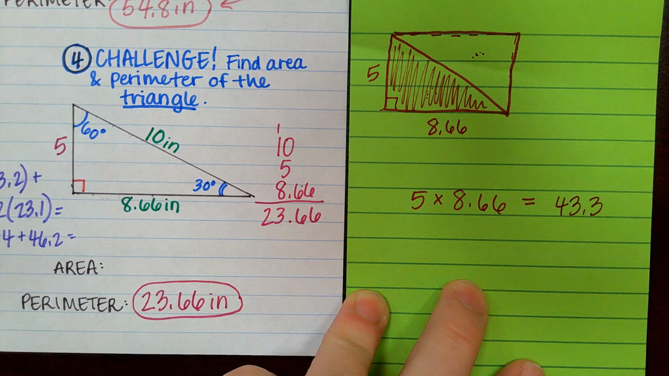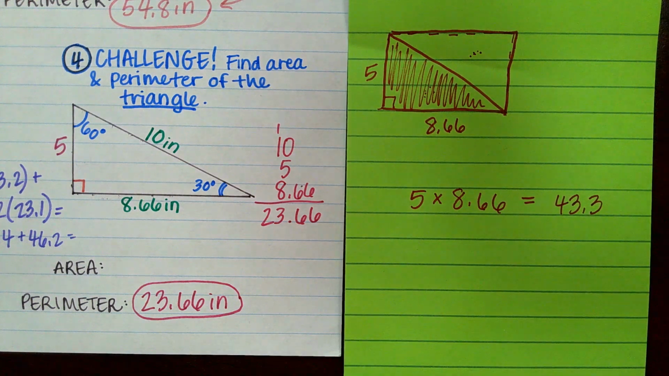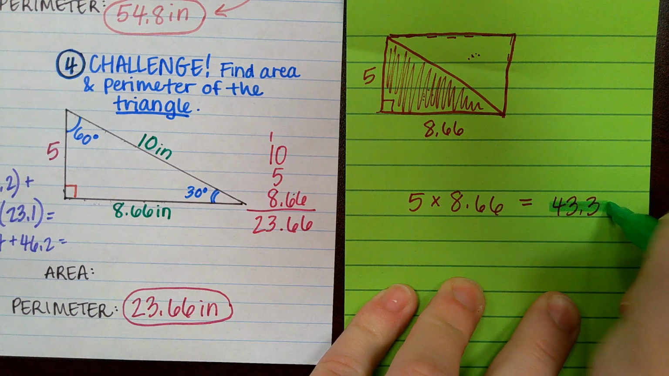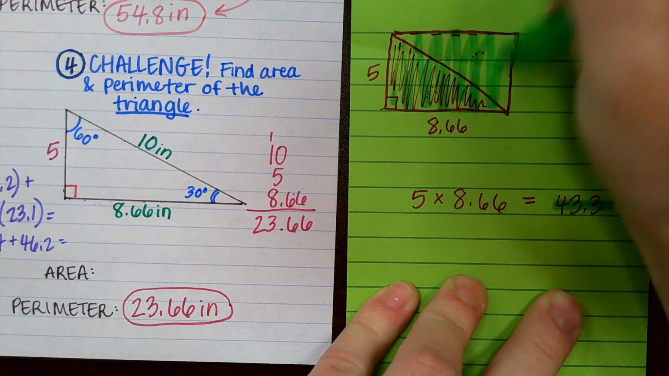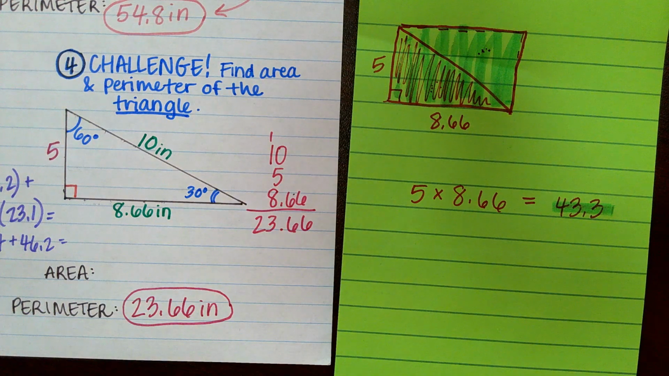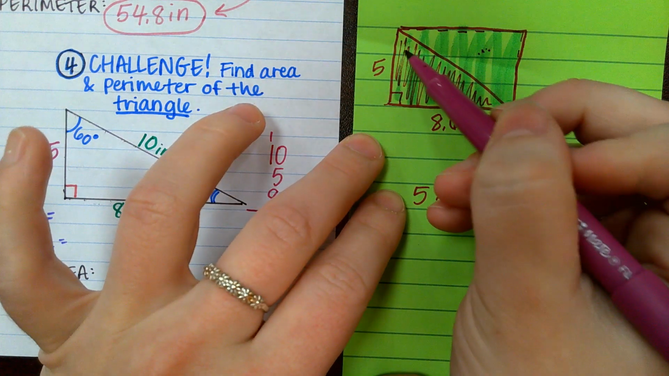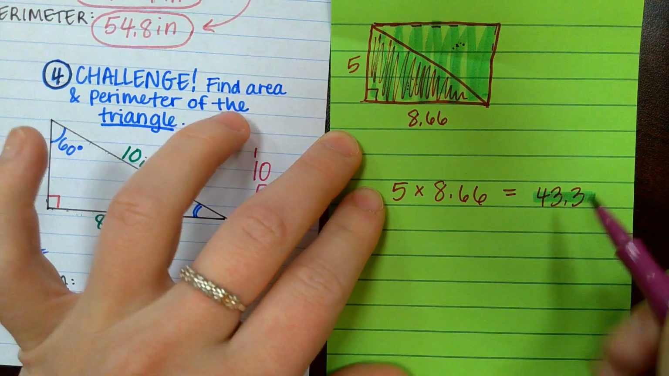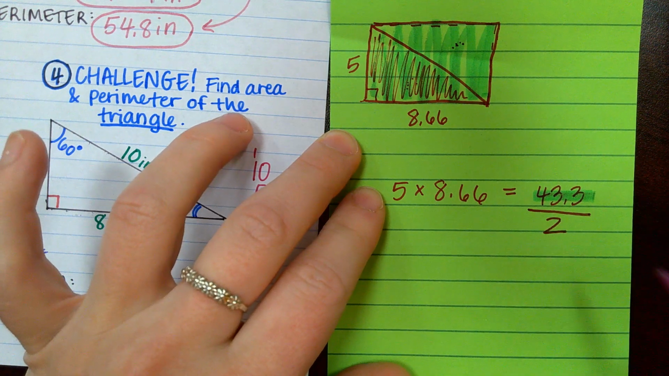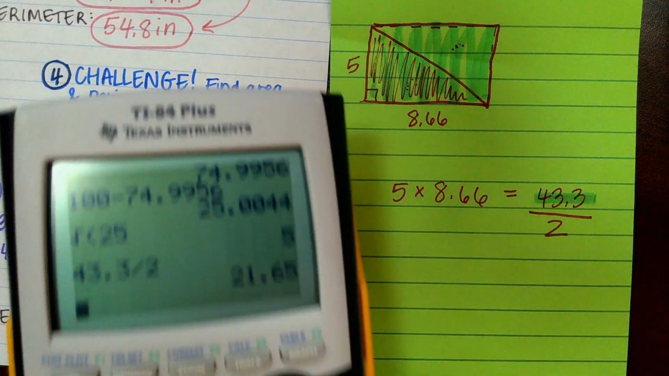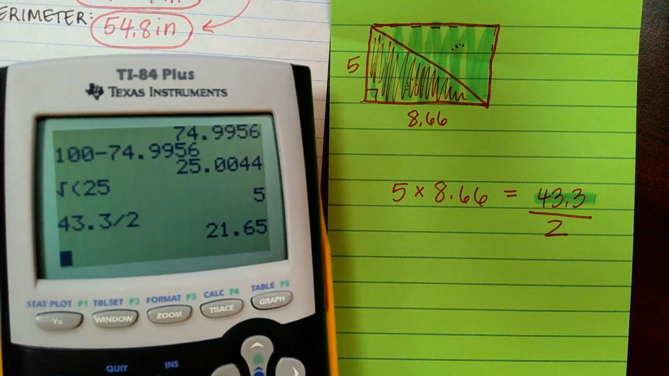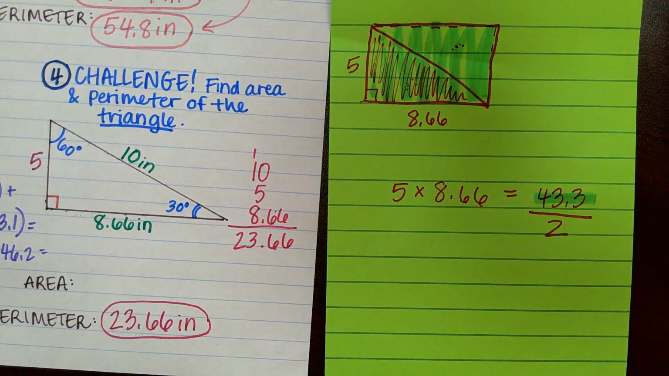43.3. And that 43.3, I'll give you a little visual. 43.3 represents all this. So we want just the pink part. We want half of that. So we can just divide it by 2. And let's see what that gives us. 21.65. Perfect. That's exactly what I got.